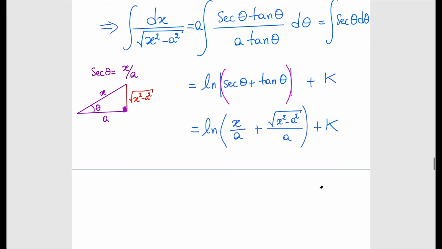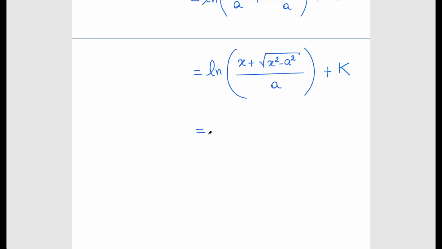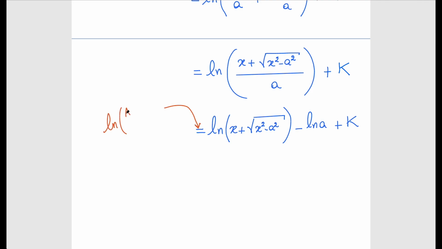Okay? And if you combine the two, this becomes ln of x plus the square root of x squared minus a squared, over a, plus k. And ln of a quotient is the difference of the ln's, so it's going to be ln of x plus the square root of x squared minus a squared, minus ln of a, plus k. So what have I used here? I used that the log of a quotient is the difference of the logs. So we get this.